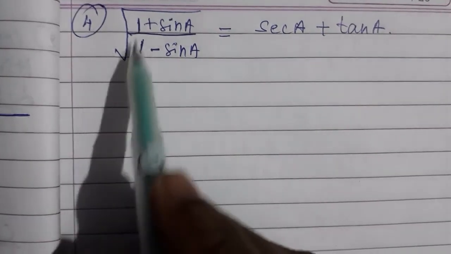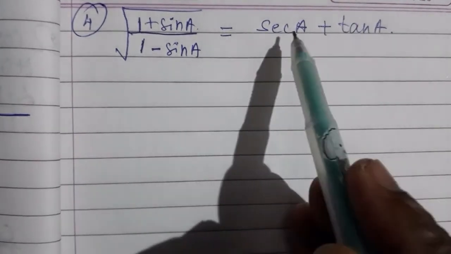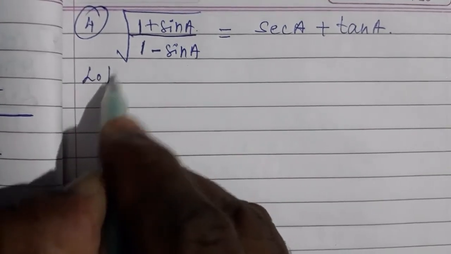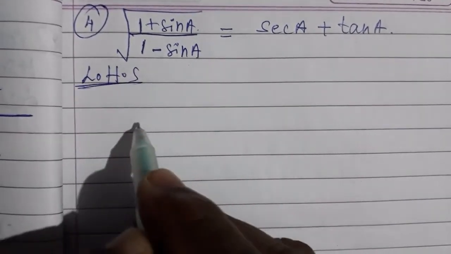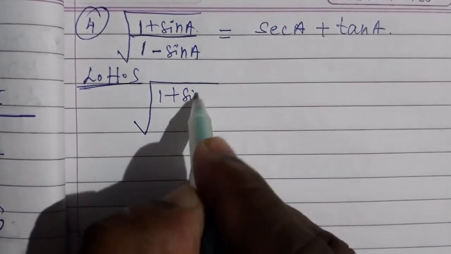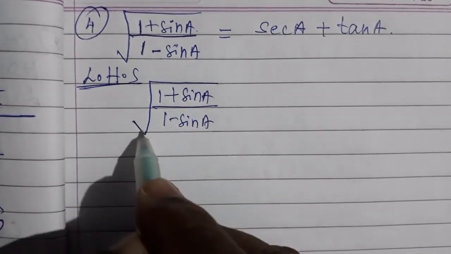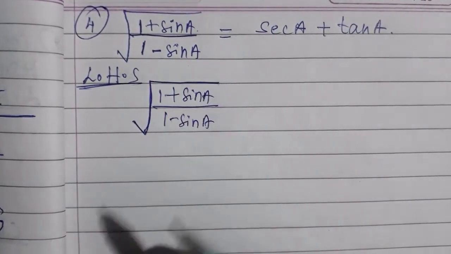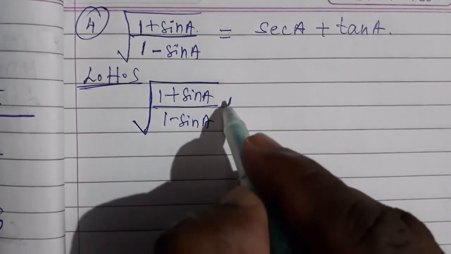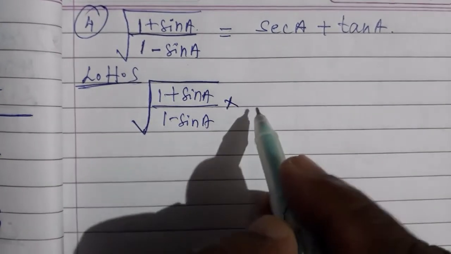One more sum. Square root of 1 plus sin A by 1 minus sin A is equal to secant A plus tan A. As usual, we'll consider the left hand side. You can notice this 1 plus sin A by 1 minus sin A is inside the square root. So we have to rationalize the denominator. In order to remove it, what I have to do? I have to rationalize the denominator.